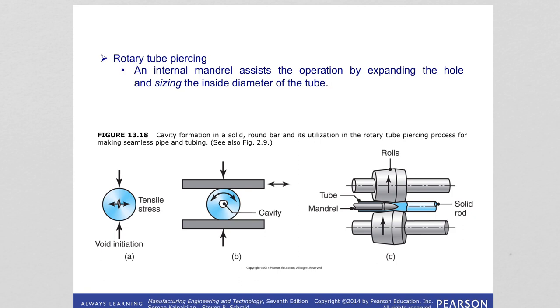Rotary tube piercing. As you can see in image A, when a material is subjected to compressive forces, tensile stresses are developed at its center. We have seen that. As we keep exposing the material to compressive stresses, a cavity will develop at the center, due to the presence of this tension, and it will begin to grow. Using this idea in the rolling process where compressive stresses are applied to the material, we can use an internal mandrel to assist the operation by expanding the hole and sizing the inside diameter of the tube, as you see in image C.